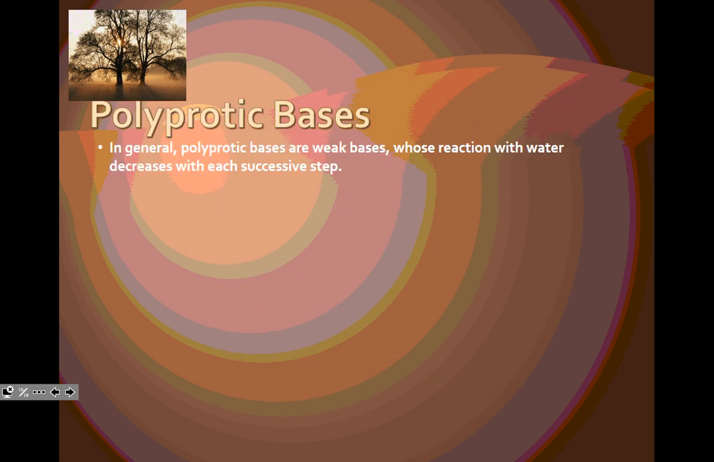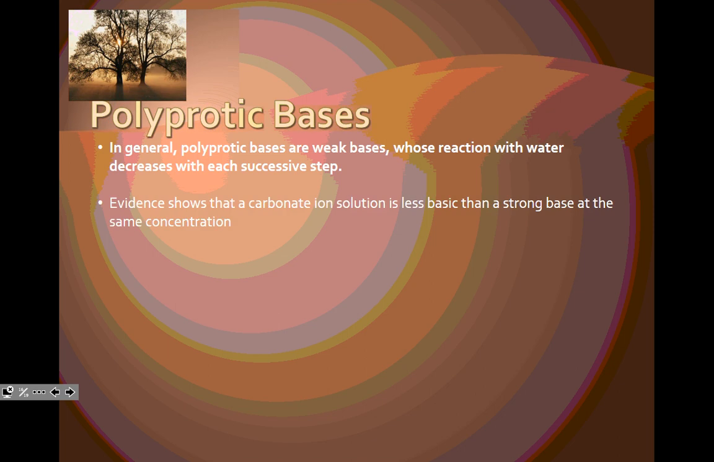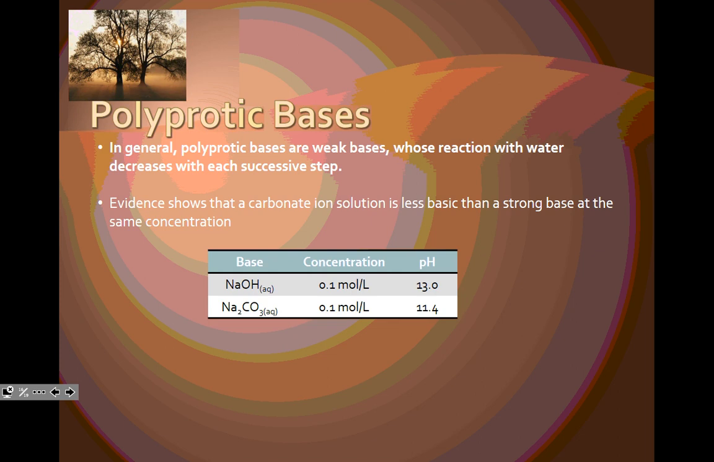So polyprotic bases continued. In general, polyprotic bases are weak bases whose reaction with water decreases with each successive step. Evidence shows that a carbonate ion solution is less basic than a strong base. And here's an example. We're comparing weak to strong. And remember, with a strong base, you have the OH in the chemical formula. You're comparing 13 to 11.4. That's significant. That's about 11-ish times stronger of a base.